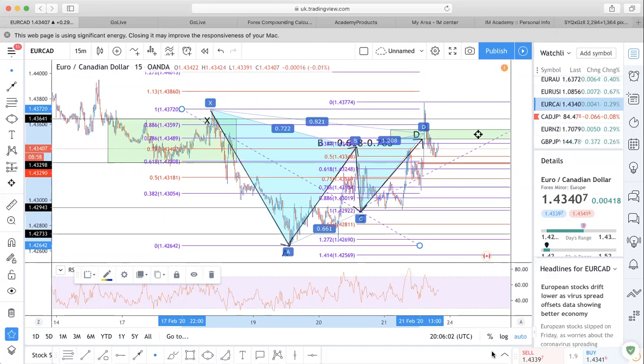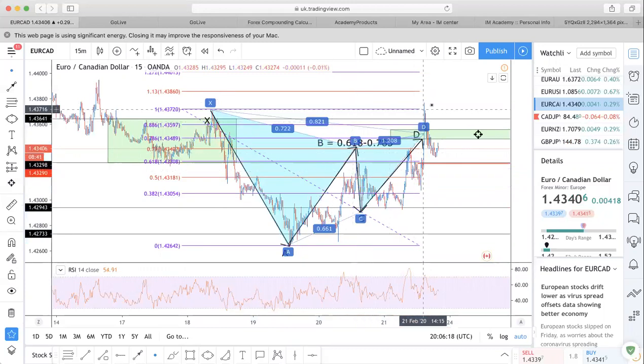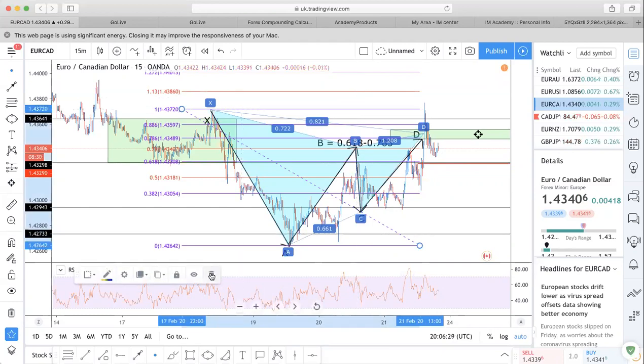This is textbook 1.13 level. Textbook stop loss. And because this is a textbook stop loss, the only warning I'm going to give you is that smart money is very good at smashing the stop loss. They will take you out of the trade immediately because they know that people trade harmonic patterns, and then this is our textbook stop loss.